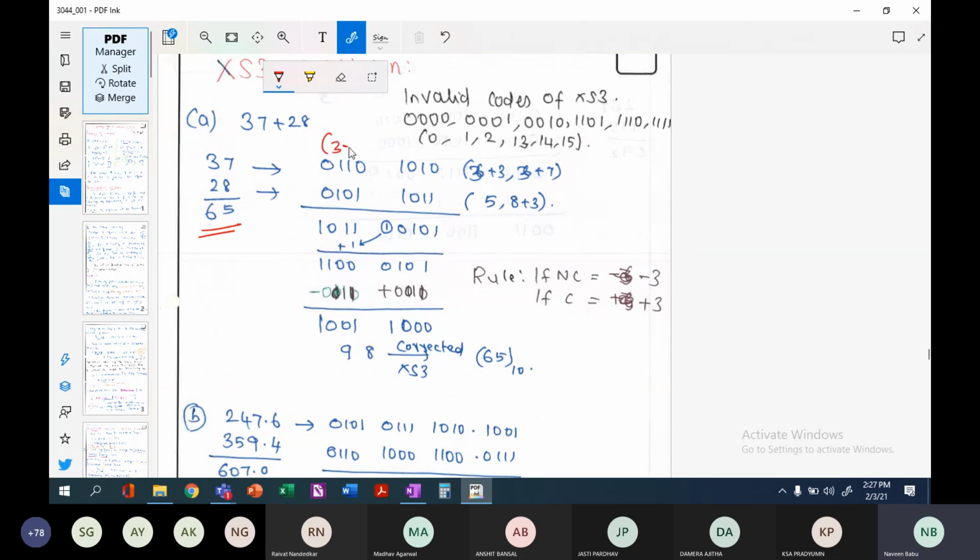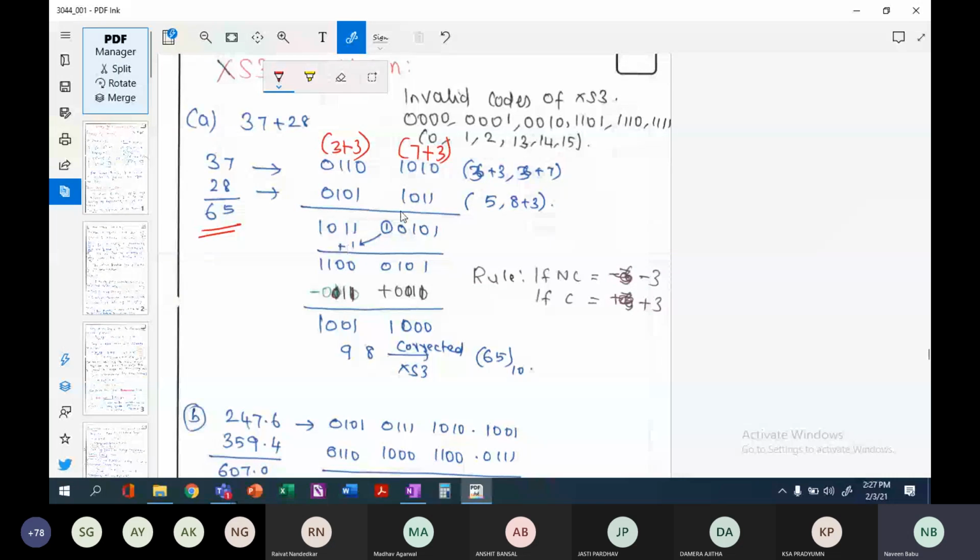7 is 7 plus 3. Right? So 1010 is equivalent to 7. Similarly, 2 can be represented as 0101, which is 5, and 8 is 13, 1011. Now let us perform the addition.